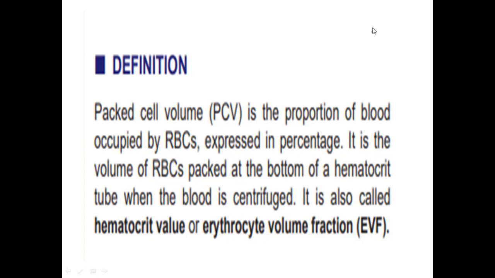So when I take a sample of blood and I put it in a hematocrit tube and I spin it round in that centrifuge, the amount of red blood cells that goes to settle at the bottom of the tube is what we call the packed cell volume or hematocrit value or erythrocyte volume fraction.